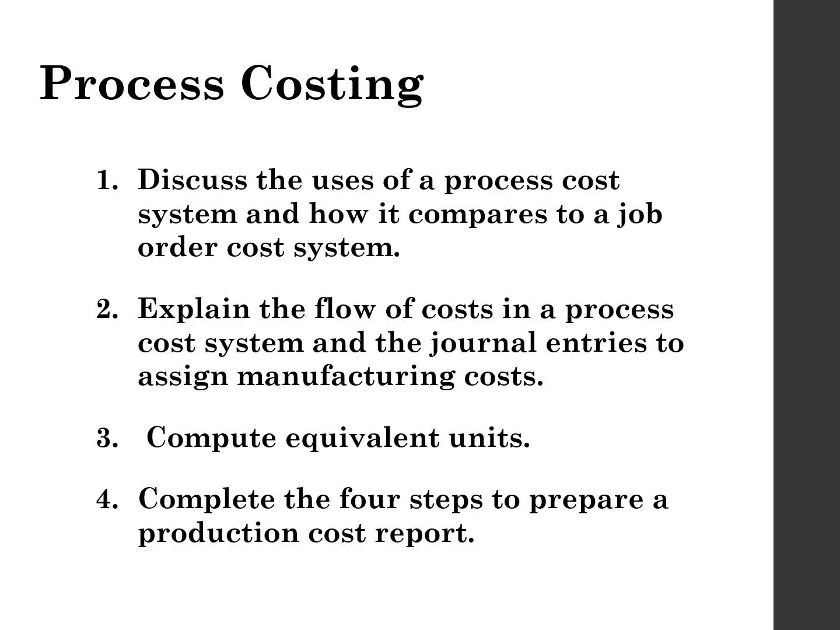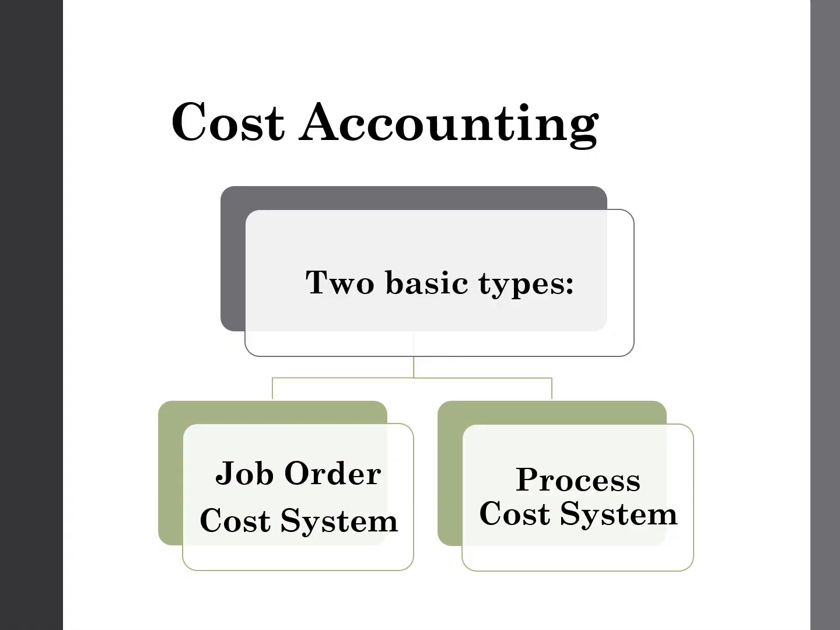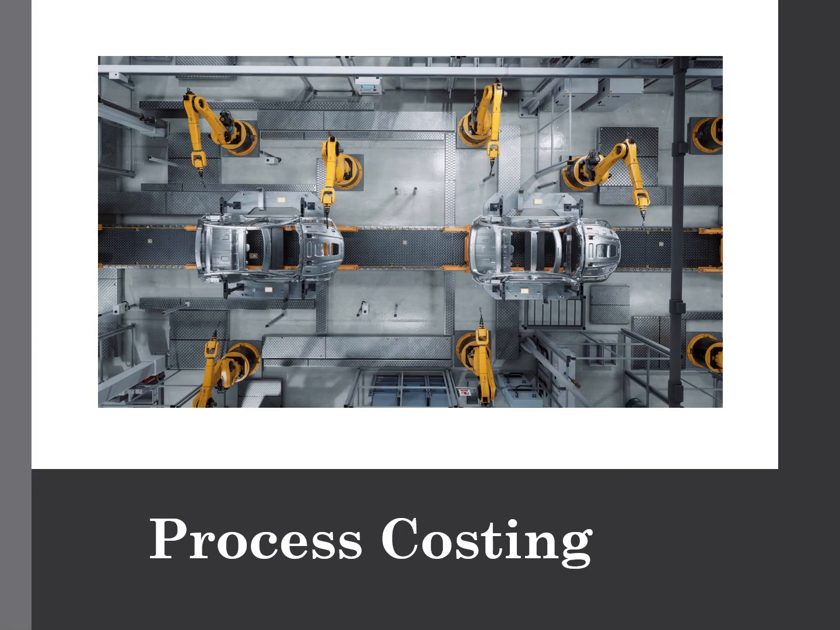I will briefly discuss each learning objective in this chapter. Job order and process costing are two common methods for determining product cost. Process costing is used by companies that mass produce similar or identical products in a continuous fashion. Once production begins, it continues until the finished product emerges. Each unit is identical. That is, they have the same amount of materials, labor, and overhead.